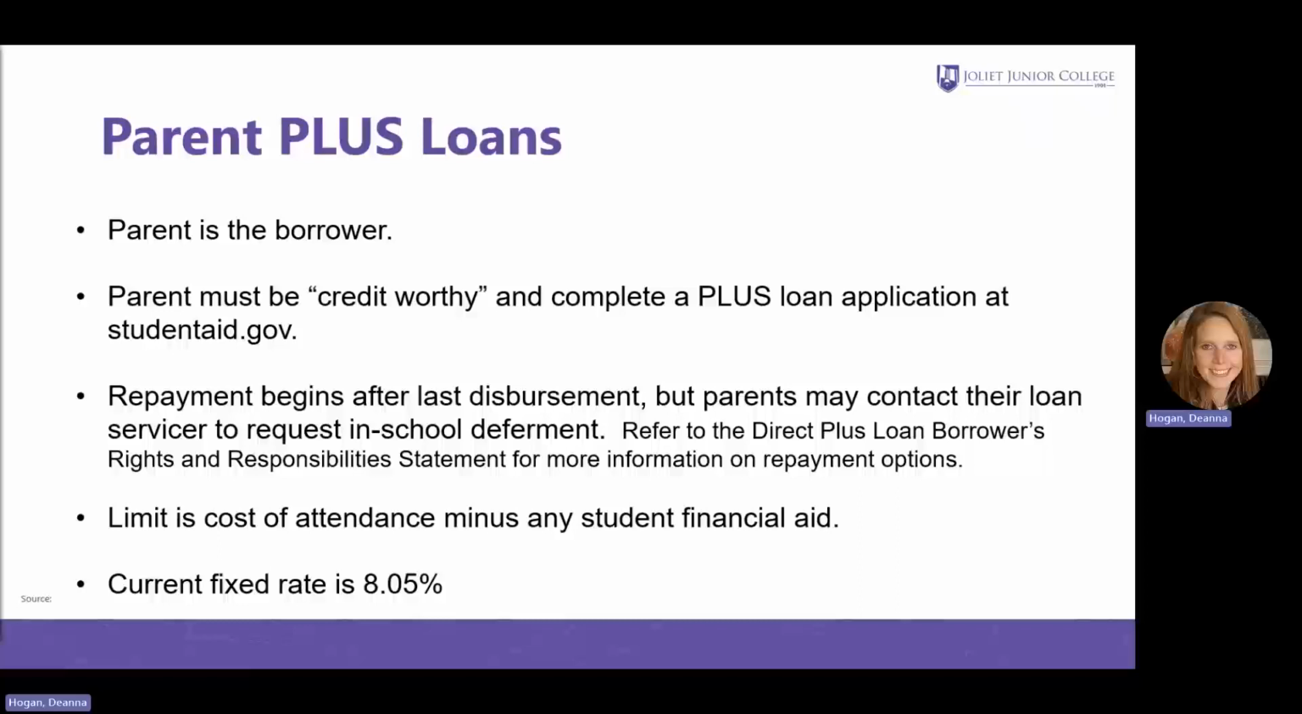There are also loans called PLUS loans, where the parent is the borrower. The parent must be creditworthy and complete a PLUS loan application at studentaid.gov. It is important to note that PLUS loan repayment begins right after the last disbursement and that the interest rate is higher.